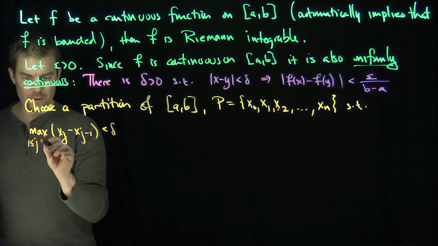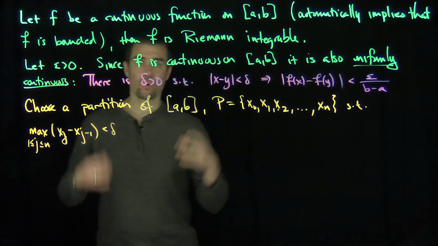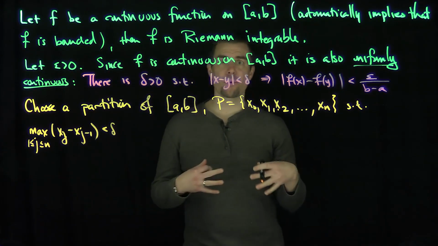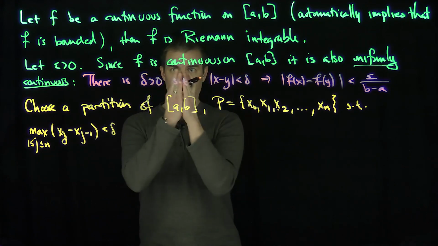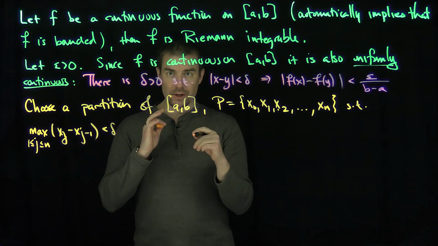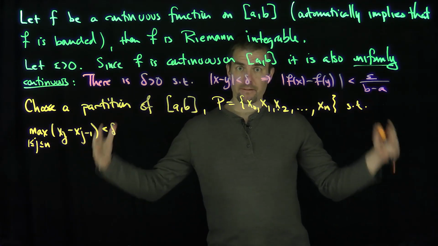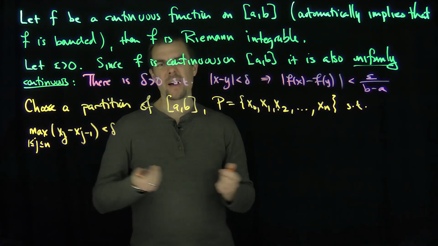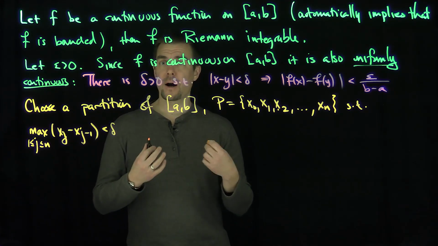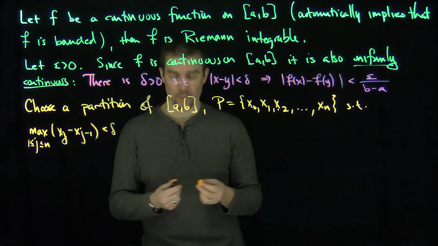And that's always possible, right? I can just keep adding points to the partition until the maximum difference between any two consecutive points in the partition is within delta. I can make the partition finer and finer until I achieve this, okay? And that actually follows from the Archimedean principle if you want to prove that formally.